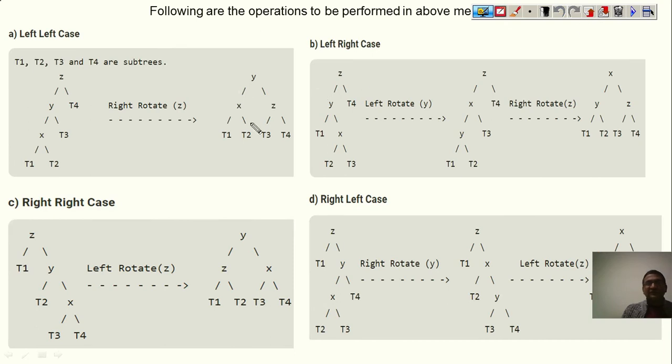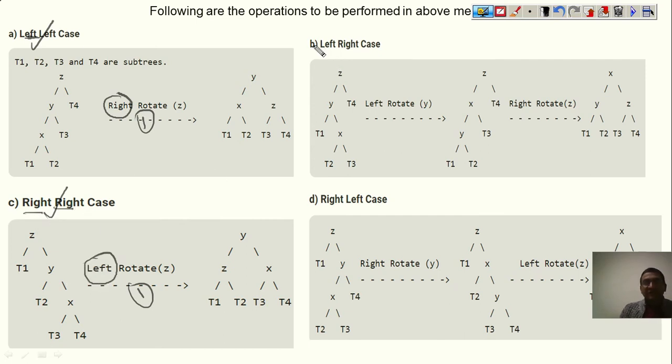So this is a summary. You can see here all the four cases are visible to us now. In the left case and the right case, only one rotation is required. Here we are doing the right rotation. So whenever the case is left, you do the right rotation. Whenever the case is right, you do the left rotation.